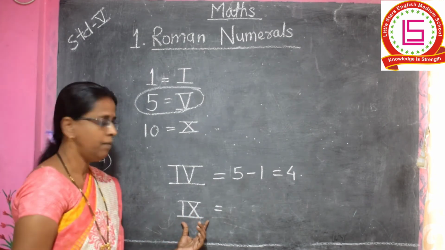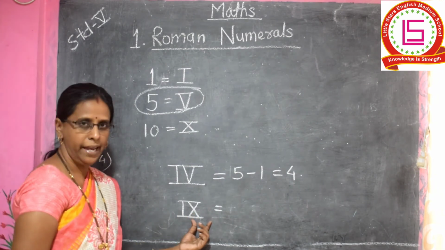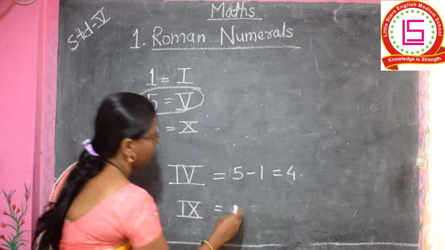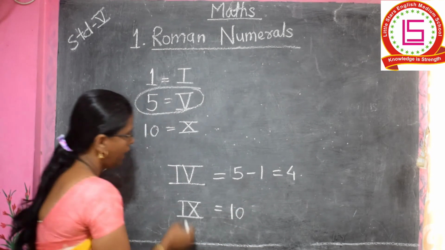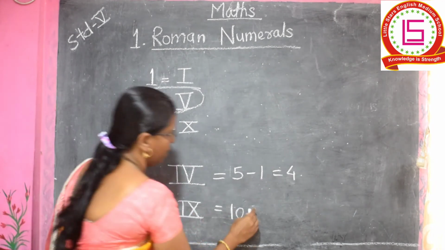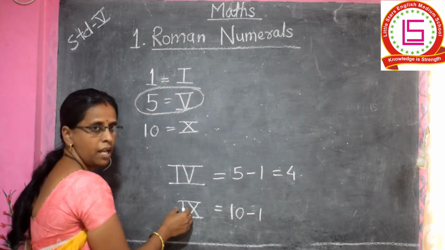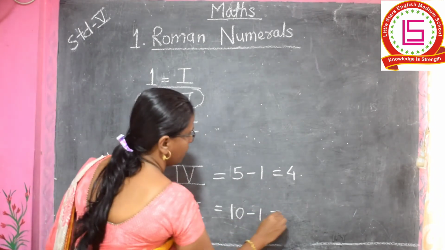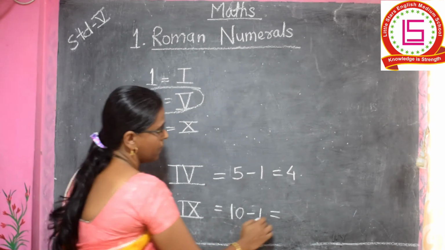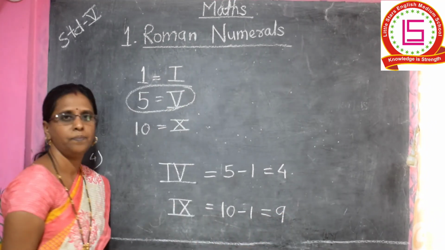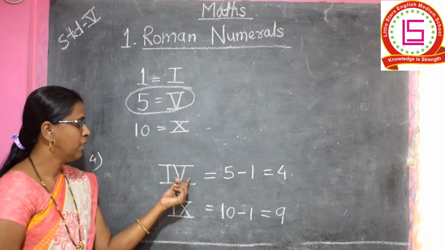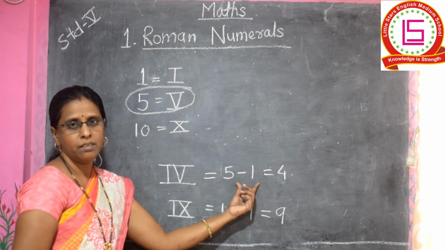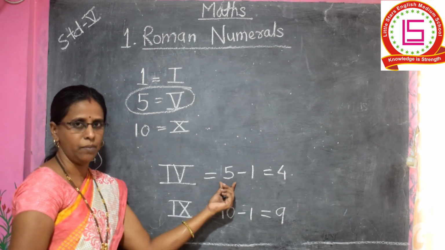Next example, see here, I X, okay. Then what is the value of X? 10. And what is the value of I? 1. Minus 1, because I is written on the left side, okay. Then 10 minus 1 is equal to 9. See here, if you write a small number on the left side, subtract that small number from the big number, okay.